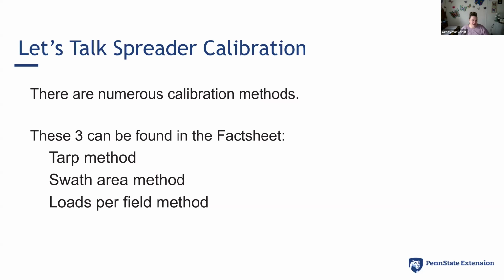So let's talk about spreader calibration, right? There are numerous calibration methods out there, a variety of different ones. The fact sheet that we shared a little while ago has 3 different methods in it: the TARP method, the swath area method, and then the loads per field method. And so we're going to cover the first 2, the TARP method and the swath area method.